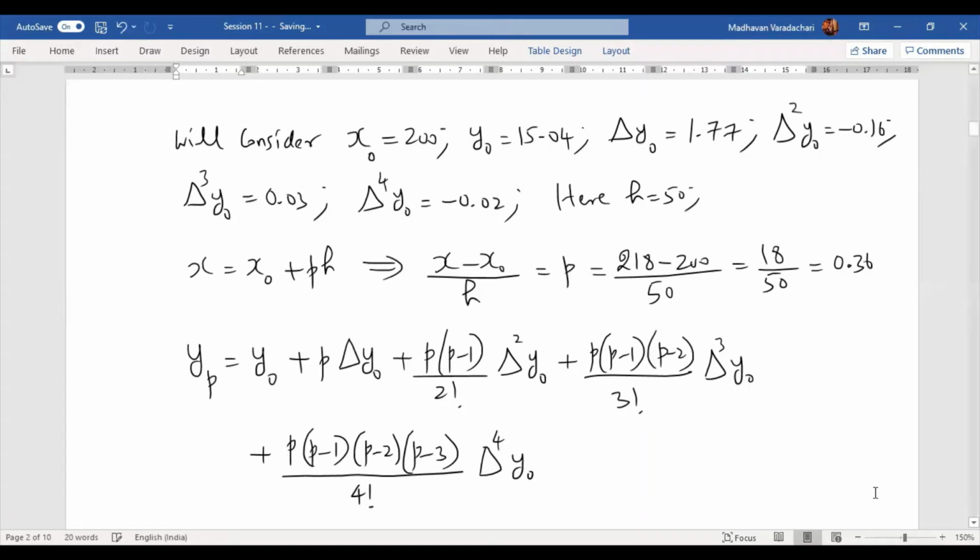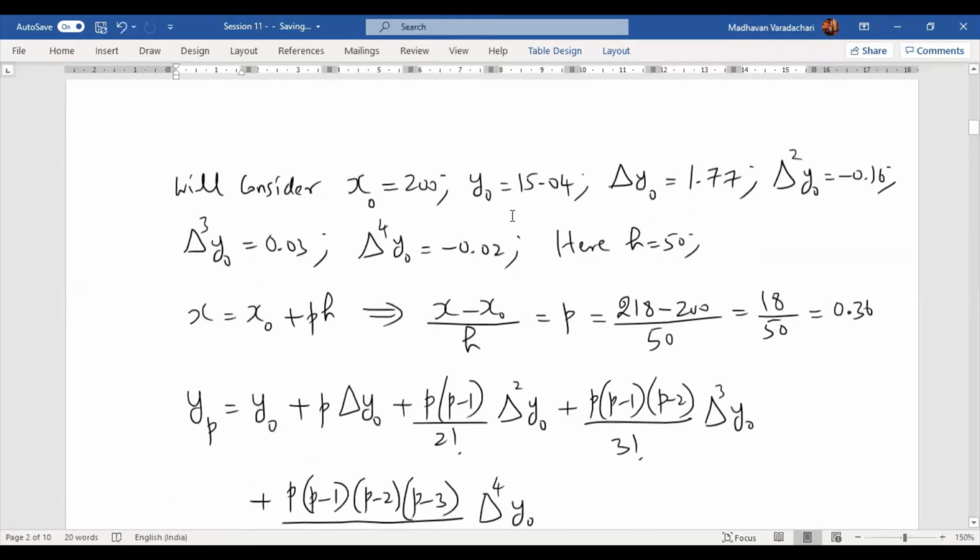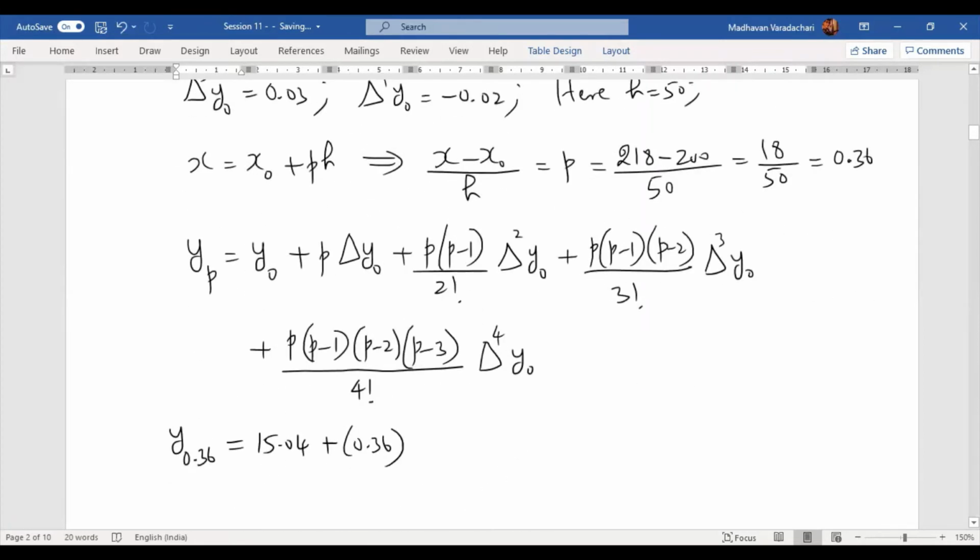We can stop because after delta power 4, we didn't write any values. We can stop the formula till there. So that will be equal to, what is p? P is 0.36. What is y naught? Y naught, we already identified it as 15.04 plus p. What is p? It is 0.36. Delta y naught is 1.77 plus 0.36.